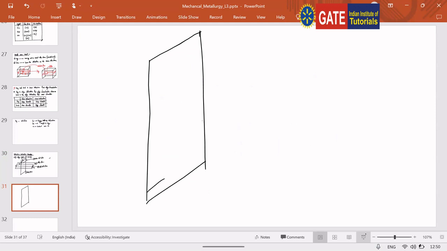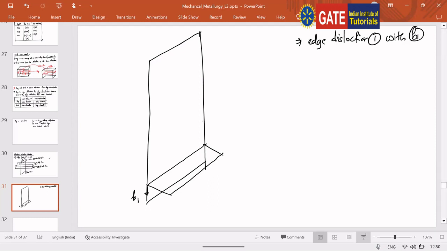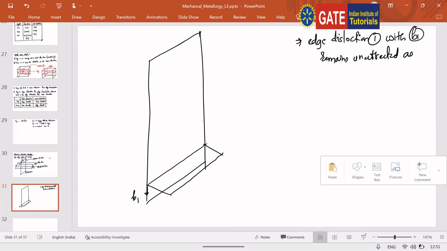So basically this B1 bar remains unaffected. This is Burgers vector B1. So I'll say edge dislocation 1 with Burgers vector B1 remains unaffected as T1 is parallel to B2.